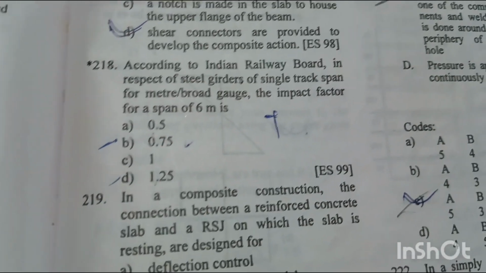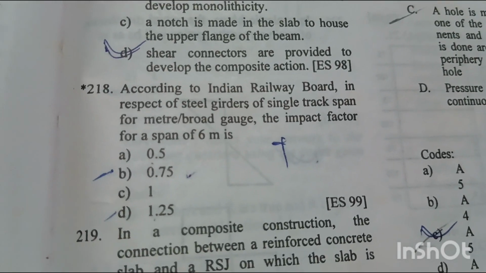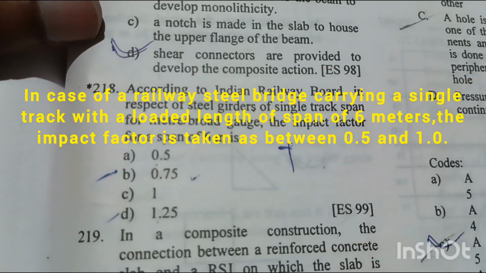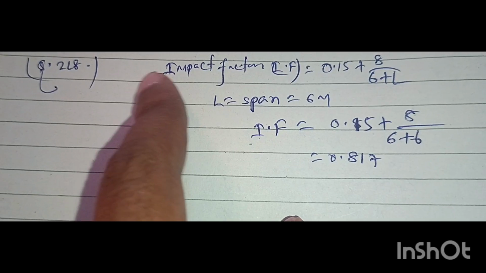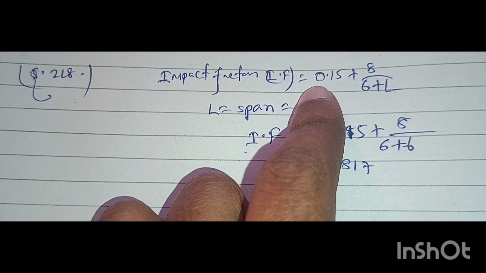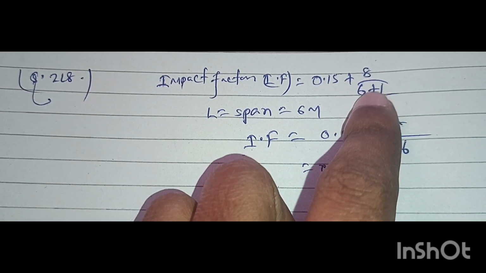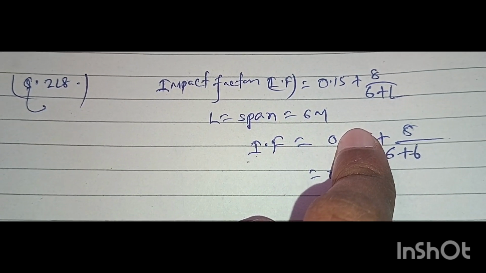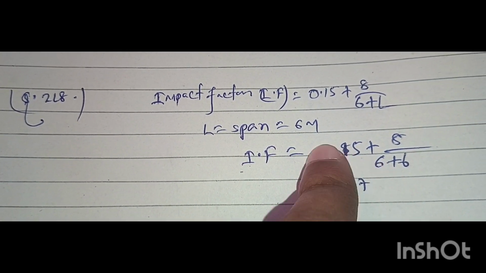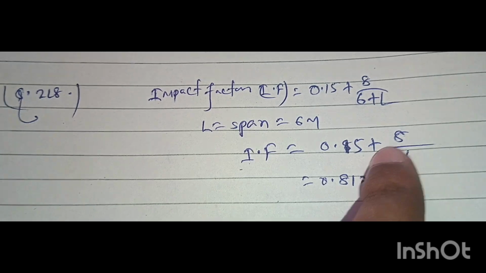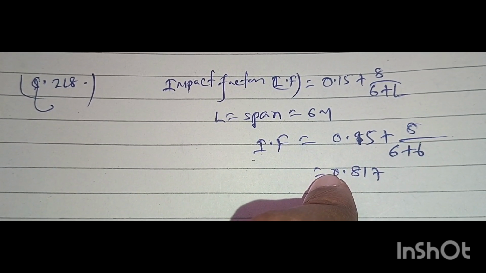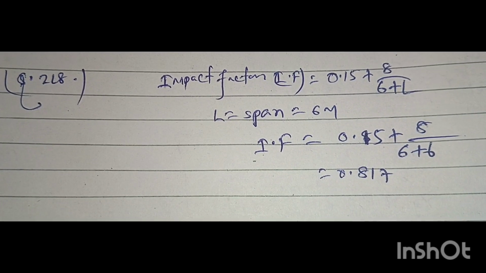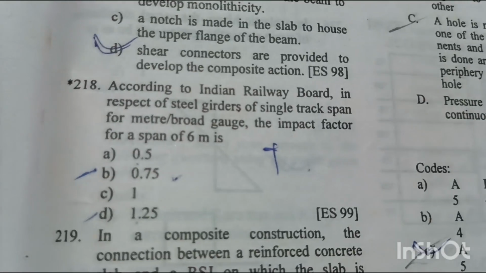Question number 218. According to Indian Railway Board, in respect of steel girders of single track span per meter of broad gauge, the impact factor for spans of 6 meter is. We know the formula for impact factor is 0.15 plus 8 by 6 plus L, where L is the span of the beam, equal to 6 meter. So impact factor will be equal to 0.15 plus 8 divided by 6 plus 6, and the final value of impact factor is equal to 0.817, so close to 1. Option C is the right answer.